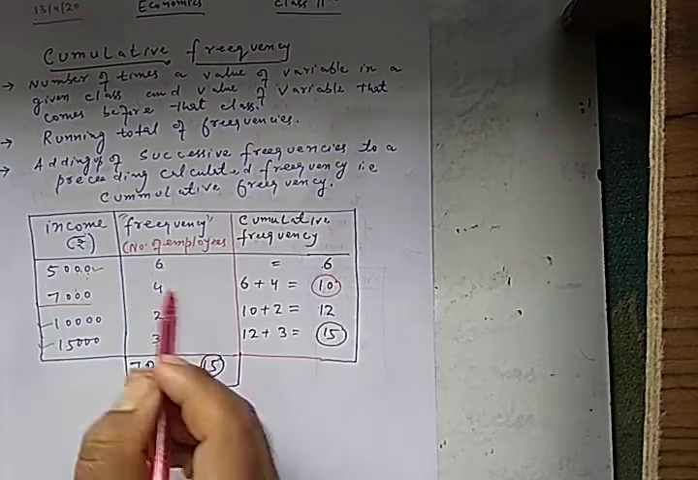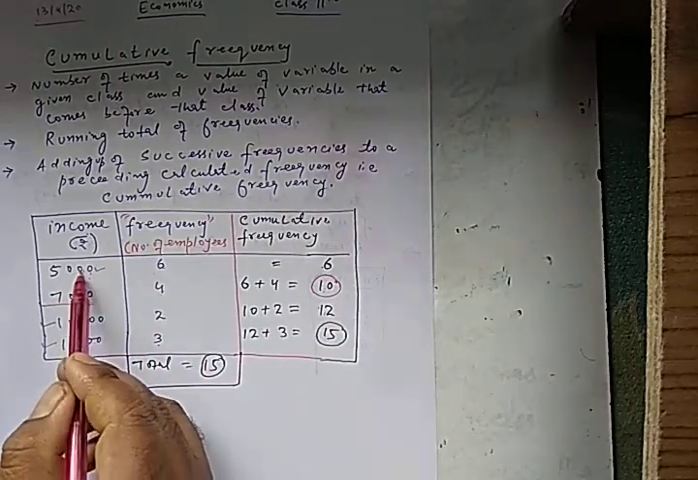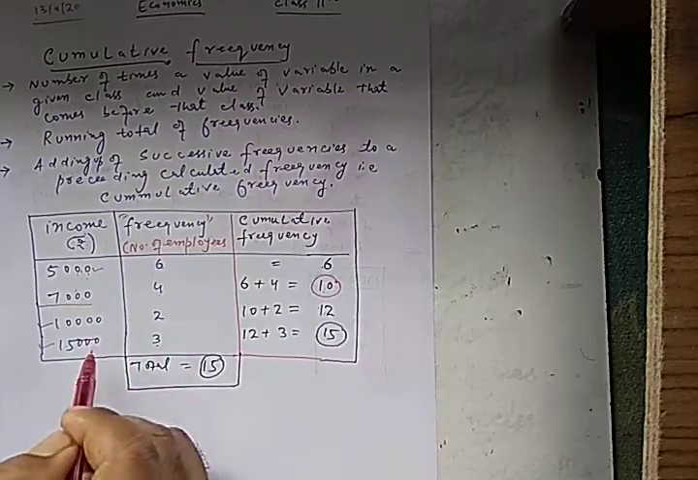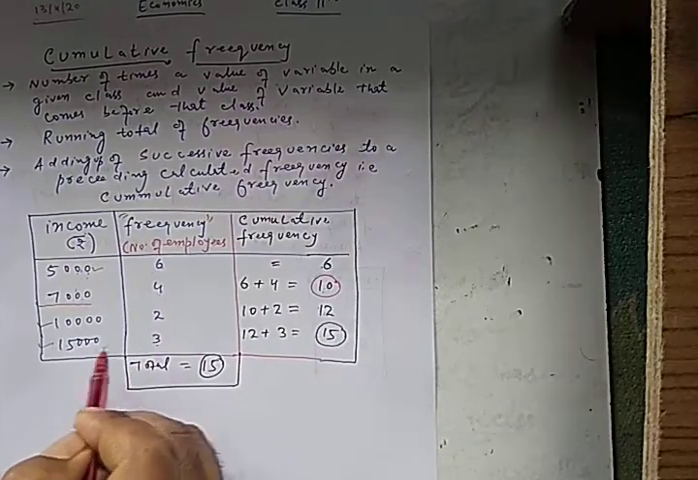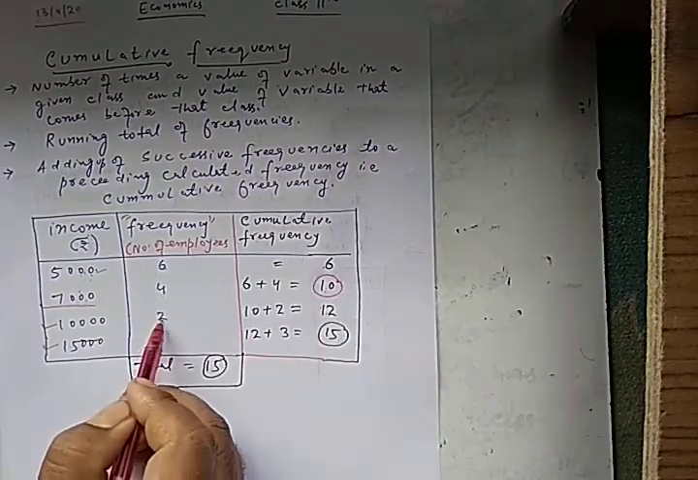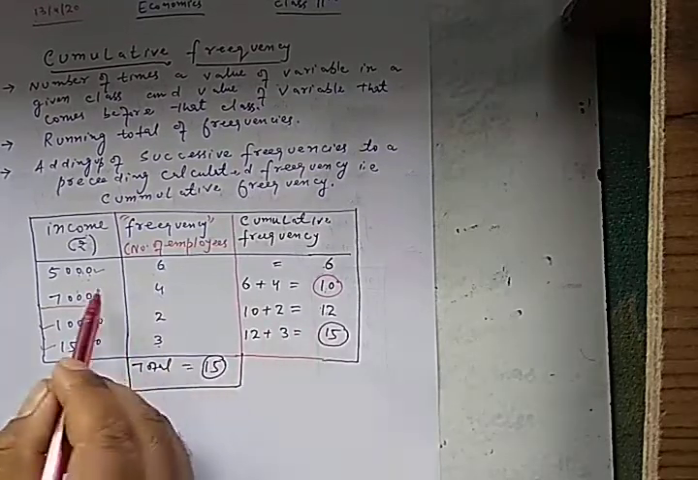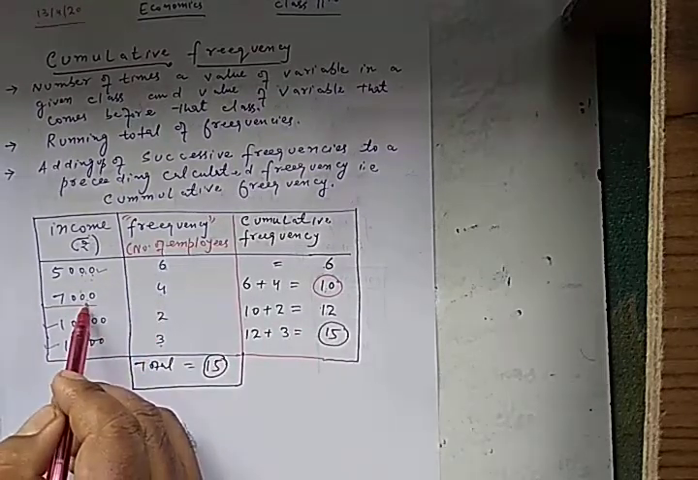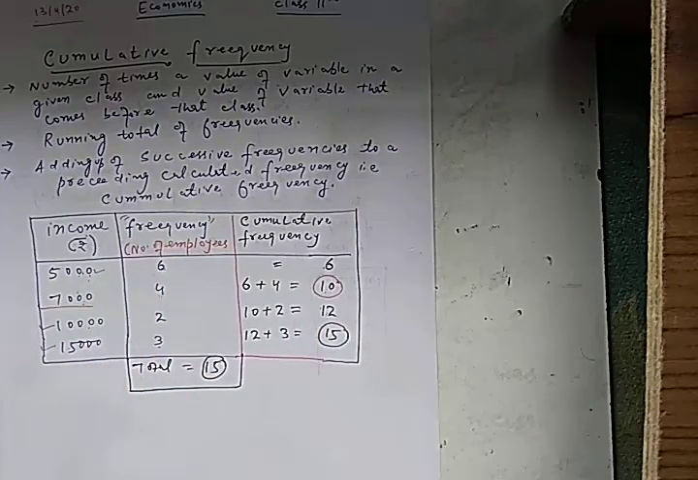And it shows that there are all these persons whose income ranges from 5000 to 50,000. Out of this 15, 3 employees have income equal to 50,000. Out of this 15, 2 have income equal to 10,000. Similarly, out of 15, 4 have income equal to 7,000, and 6 have income equal to 5,000. And this is the cumulative frequency, the addition of these simple frequencies, a running total.